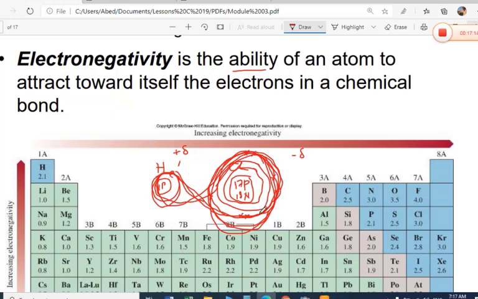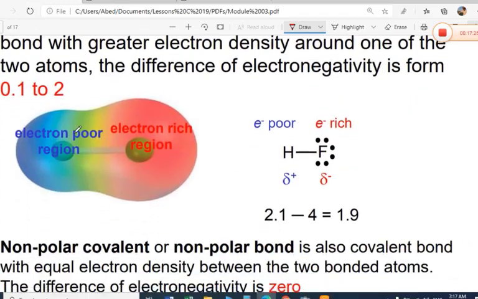The side at which the electrons remain more time will become negative, and the side at which the electrons spend less time will become partially positive. Let me show you with this diagram. This is the diagram here.